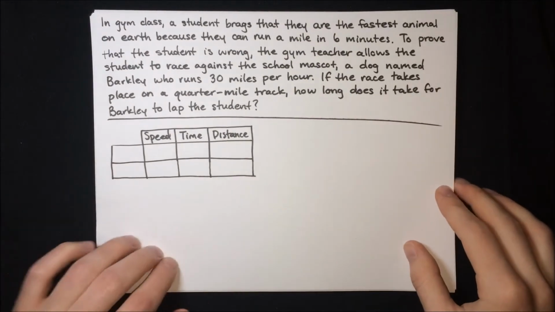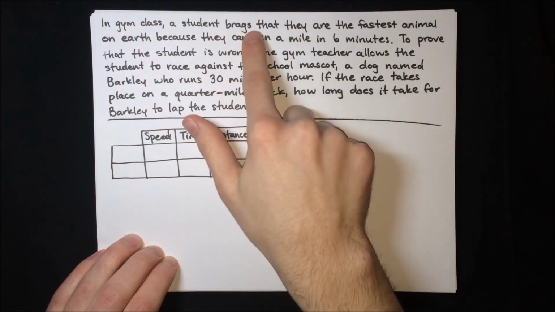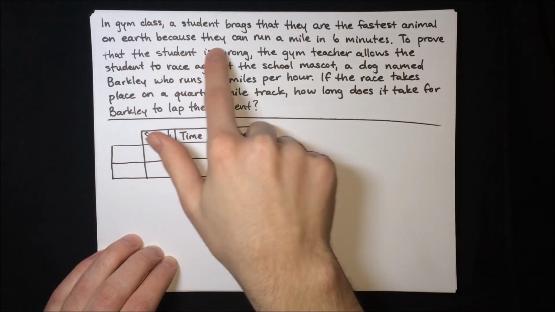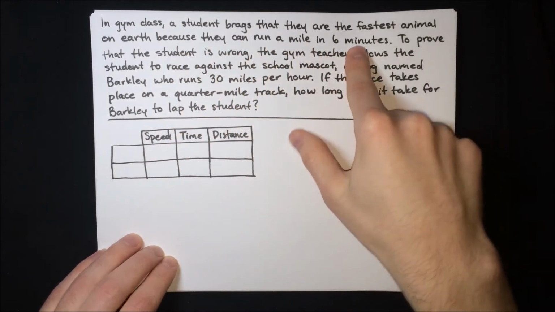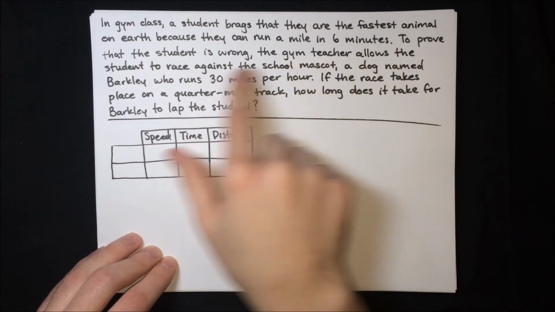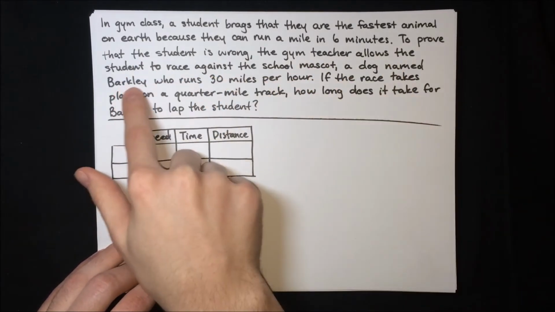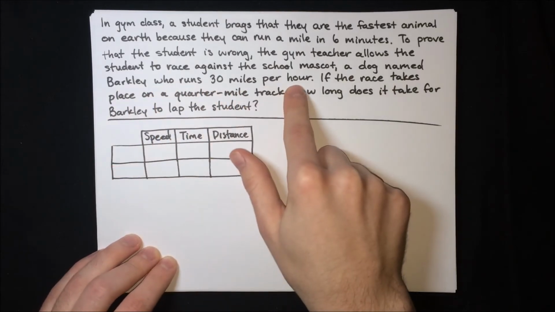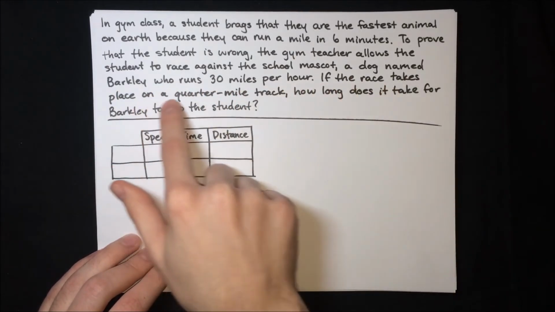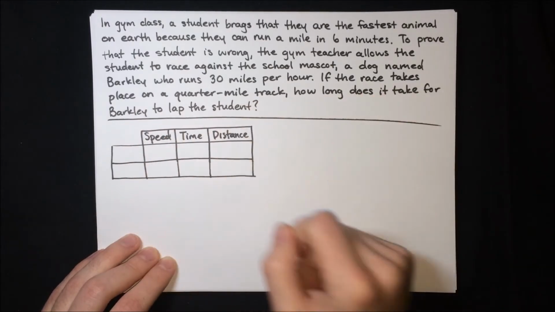Here's our final example. In this example, we're in gym class and a student brags that they're the fastest animal on earth because they can run a mile in 6 minutes. So to prove that the student is wrong, the gym teacher allows the student to race against the school mascot, who is a dog named Barkley, who runs 30 miles per hour. If the race takes place on a quarter-mile track, how long is it before Barkley laps the student?